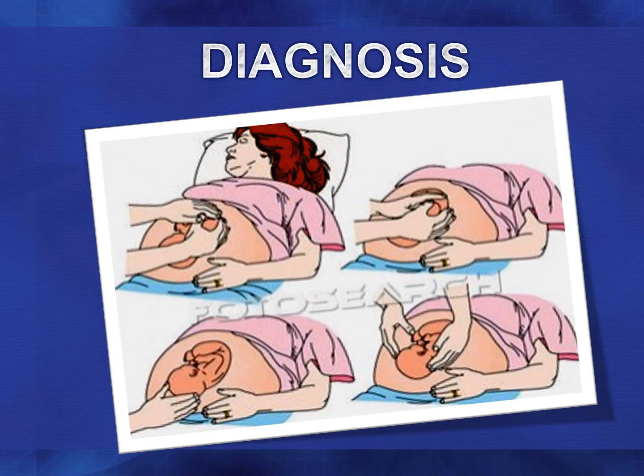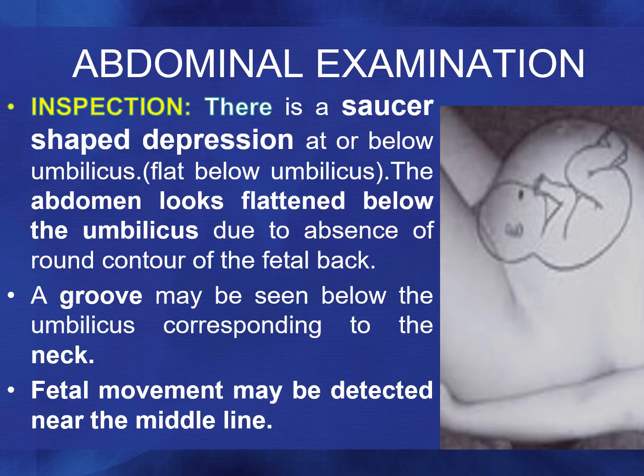And next we can see how to diagnose occipital posterior position. First one is by the abdominal examination. In the abdominal examination, we know the first step is inspection. In the inspection, we may be able to see a saucer-shaped depression at or below the level of the umbilicus, and usually the umbilicus also will be flat in this case. The abdomen looks flattened below the umbilicus, and that is known as a saucer-shaped depression, and it is due to the absence of the round contour of the fetal back.